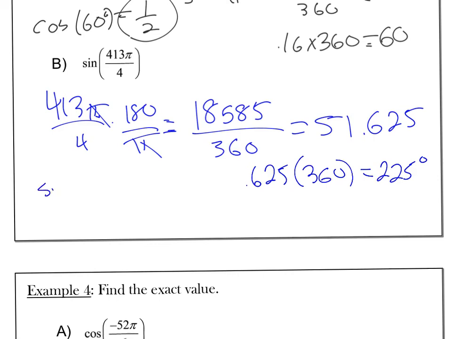So what's my sine function at 225 degrees? Remember, it's down in the bottom left quadrant. It's down in quadrant 3, so everything is negative there. But the upside is that both of them are the same, so you're looking at negative square root of 2 over 2.